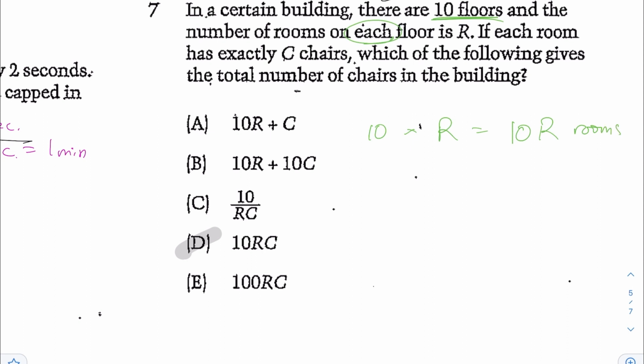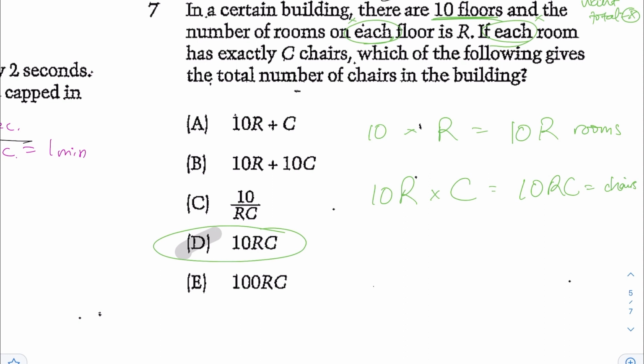rooms total. Now each room, again, each means to multiply or divide, but in this case it's multiply because you want the total. Dividing wouldn't make sense here. So again, each of these rooms has C chairs, so you'll have to take these rooms times another C chairs to get 10RC, which would be equal to the chairs in the entire school, and that's choice D.